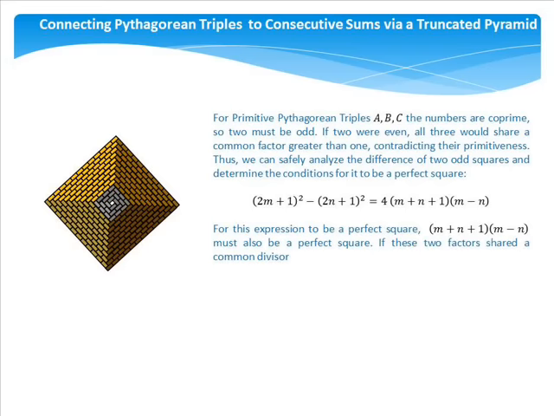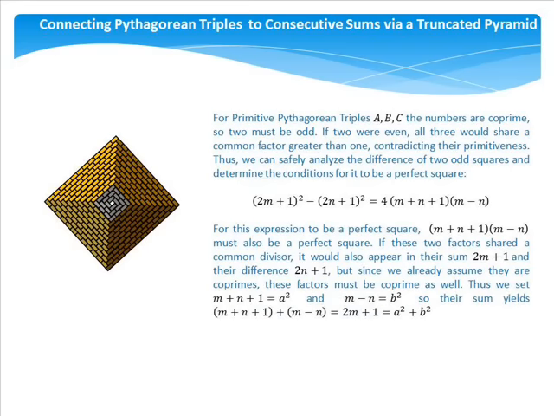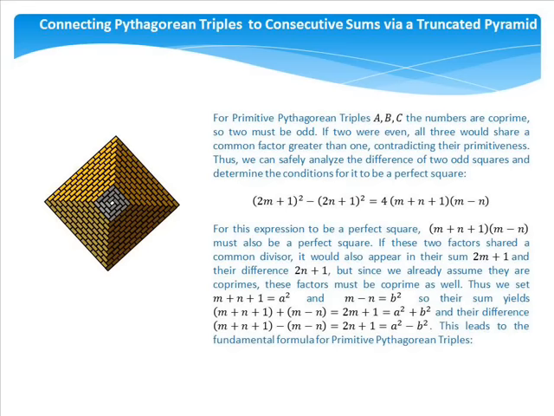If these two factors shared a common divisor, it would also appear in the sum, 2m plus 1, and their difference, 2n plus 1. But since we already assume they are coprime, these factors must be coprime as well. Thus, we set m plus n plus 1 equals a squared and m minus n equals b squared. So the sum yields 2m plus 1, which equals a squared plus b squared, and their difference 2n plus 1, which equals a squared minus b squared. This leads to the fundamental formula for primitive Pythagorean triples.